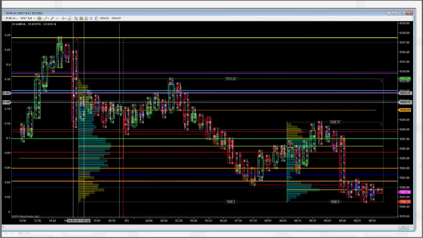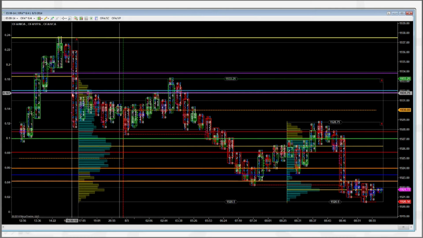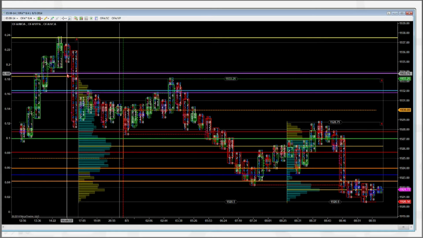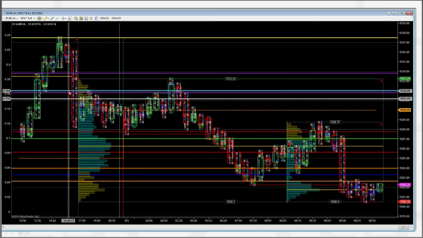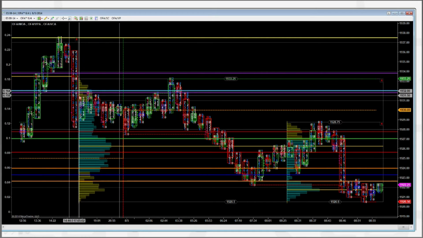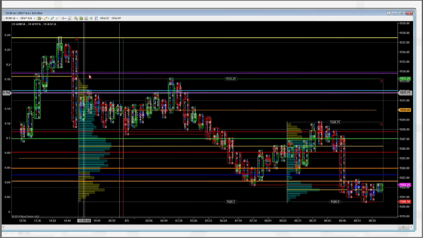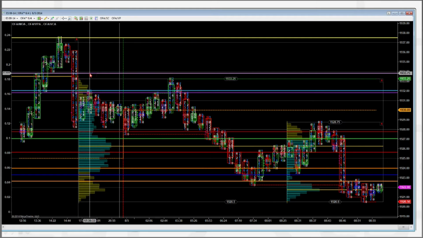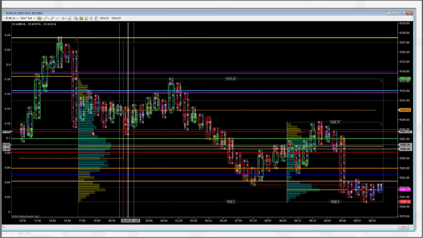The closing swing for yesterday was 1931.75 to 1933.75. And what I've told you is a lot of times these closing swings will have relative meaning in the Globex, in the overnight session.